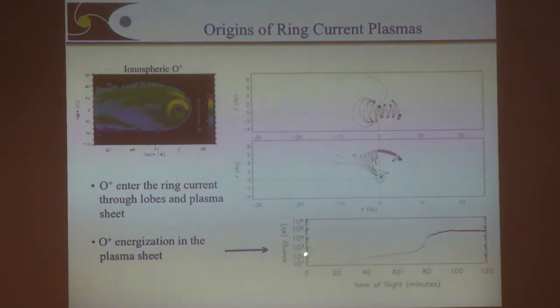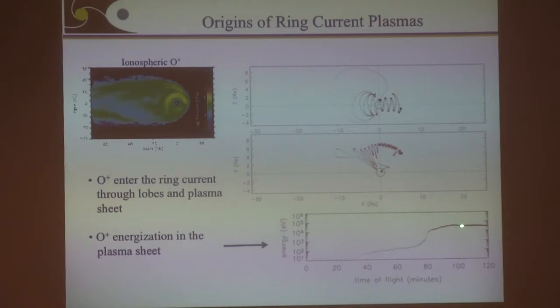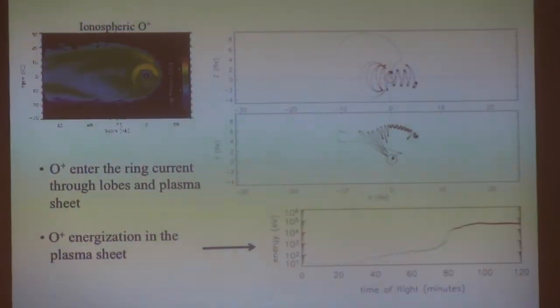This is the energy versus the time of flight. In the beginning, the energy is very low, like 10 eV, and then you can see a very sharp jump near the plasma sheet. At this time, the magnetosphere is collapsing; it's a substorm dipolarization. So the O plus gets anisotropic energization. You see the sharp jump in energy, and the energy reaches the ring current energy, like 10 keV, when they get into the ring current region.